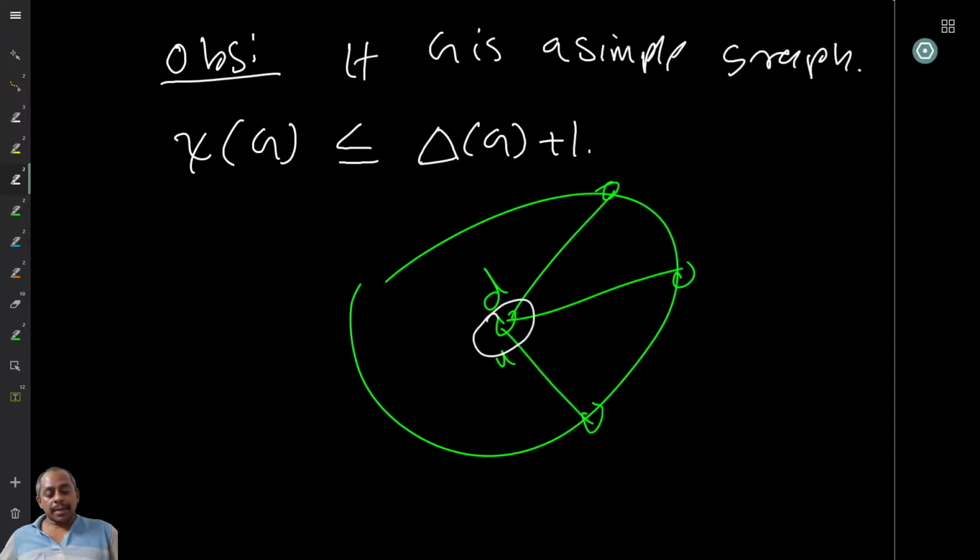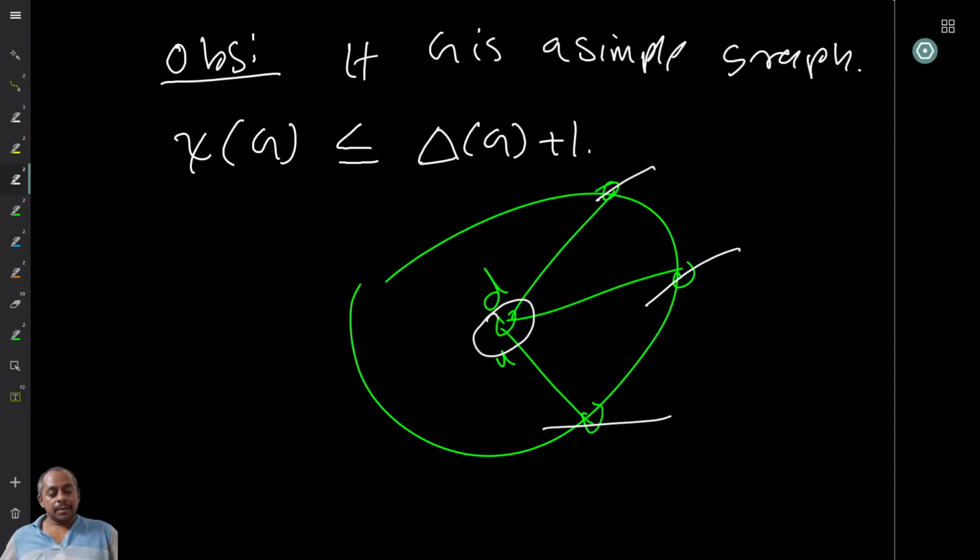So what are the colors that I cannot give to the vertex U? I cannot give a color to U only if that color is used in one of its neighbors, either here or here or here. So you look at all possible D neighbors. Each of them can use at most one color, and in total they can use at most D colors.